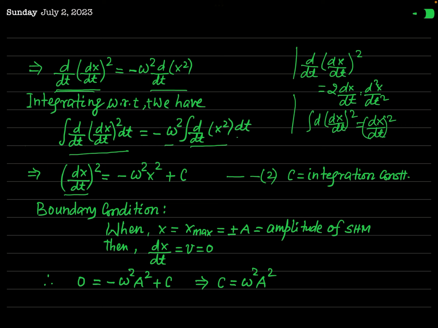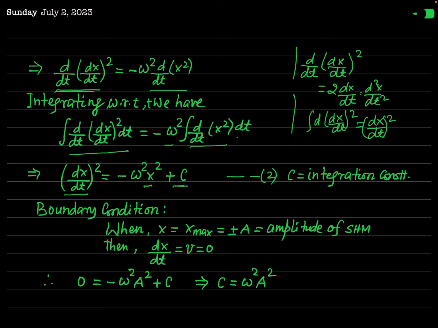Again here, this dt will cancel out, and the integral of the differential of x square will be simply equal to x square. And since it is an indefinite integration, we must write an integration constant. So in this equation, this c is used for the integration constant, okay?